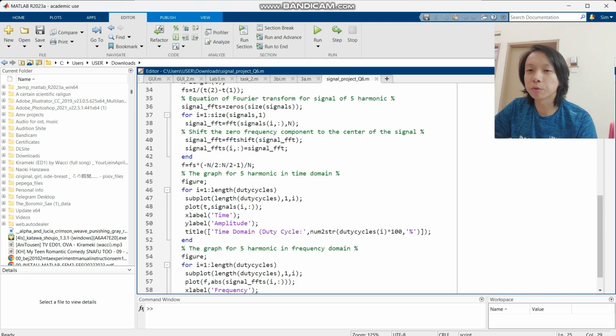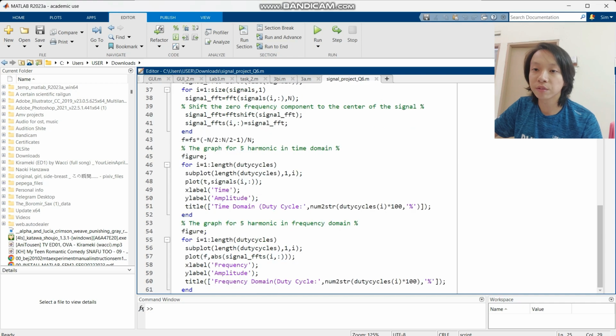Signal ffts equal to zeros, size signals, for i equal to 1, size signals comma 1, and we will be shifting the zero frequency component to the center of the signal, and f equal to fs times negative n divided by 2 to n divided by 2 minus 1. We will be getting the graph for the 5 harmonics in time domain, and we will be plotting the x-axis, y-axis, and also the title.